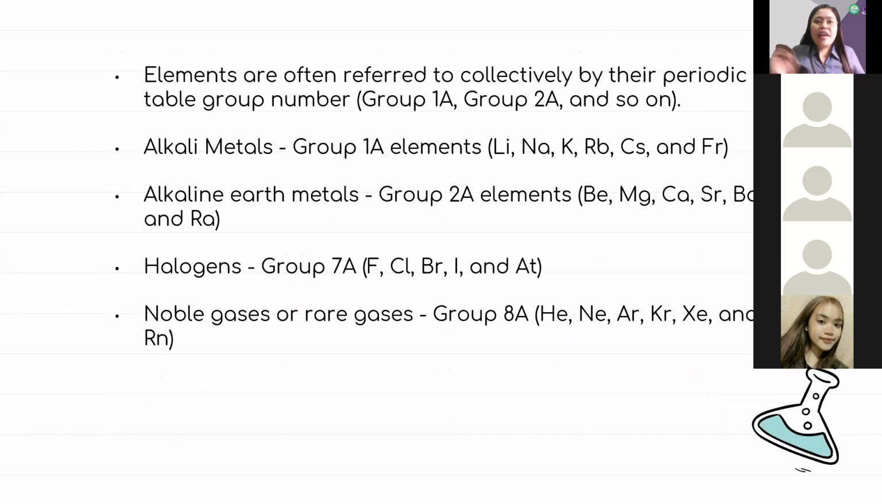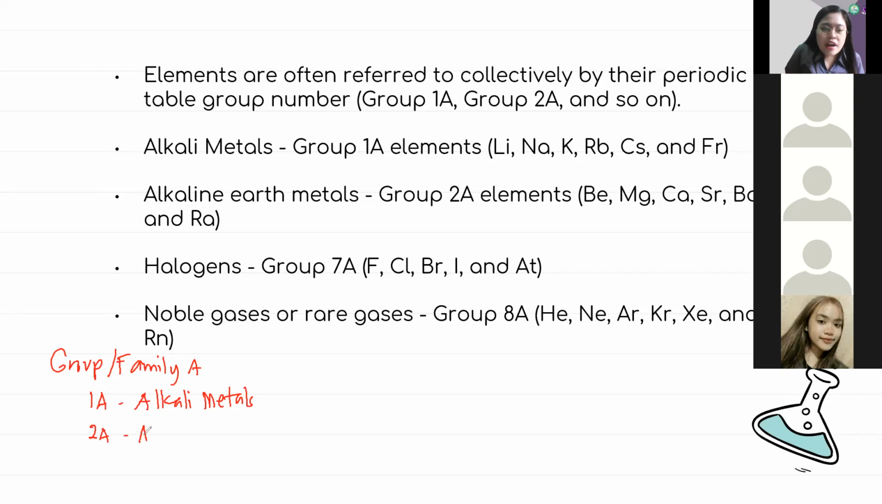Okay? So again, elements are referred to the periodic table according to their group numbers. And yung group numbers na yan, class, may pangalan yan sila. So mostly the group A or the family A, may pangalan yan sila. So group 1A again is called the alkali metals. They are all metals except for hydrogen. Okay? Lithium, sodium, potassium, rubidium, cesium, and francium. They belong to group 1A in the periodic table and they are collectively known as the alkali metals.